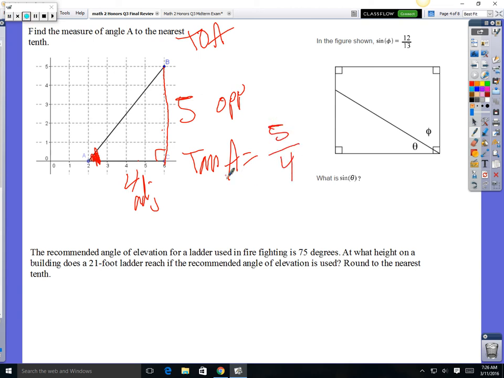Okay, now I got to solve for A. A's hanging out with trig, and the only way you can undo the trig is to do the inverse. So I do the inverse on that side, and that kills tangent. I do the inverse on this side, so you've got to do the inverse tangent of 5/4, and if you do that, it gives you A equals 51.34. So angle A is close to 51 degrees.